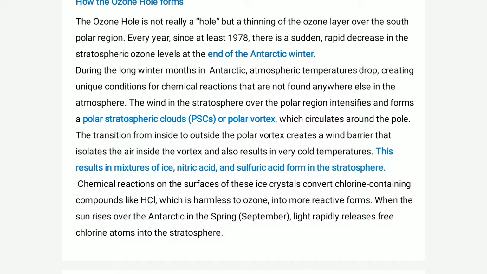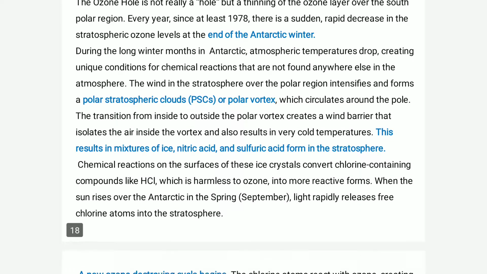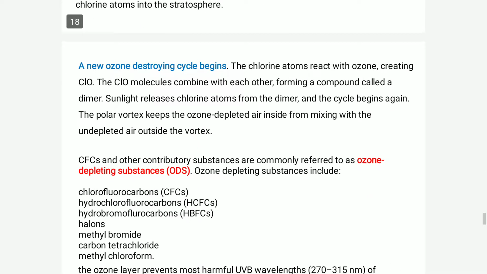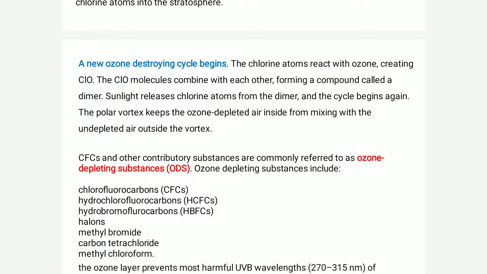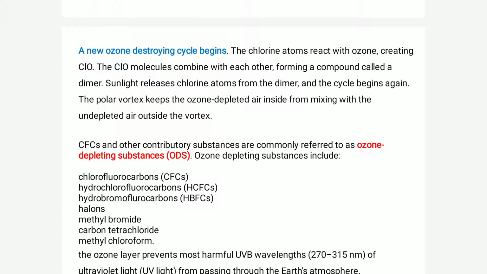Chemical reactions on the surfaces of these ice crystals convert chlorine containing compounds like HCl, which is harmless to ozone, into more reactive forms. When the sun rises over the Antarctic in the spring, that is September, light rapidly releases free chlorine atoms into the stratosphere. So a new ozone destroying cycle begins.